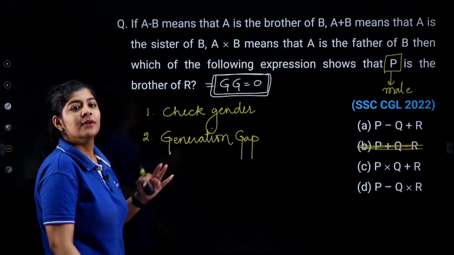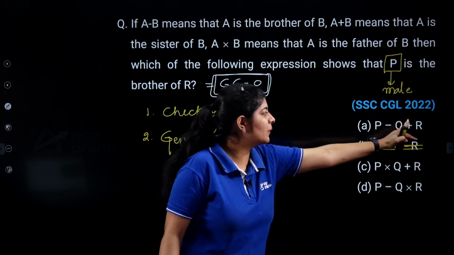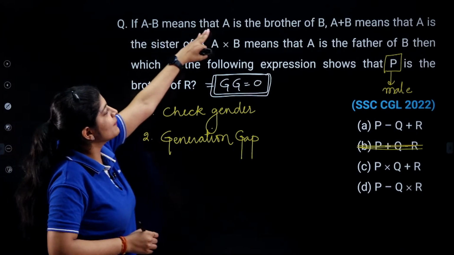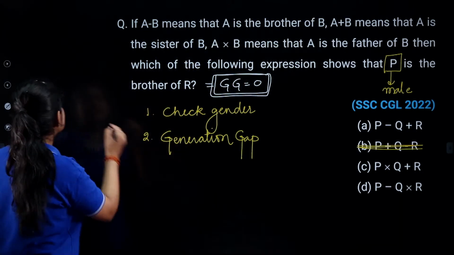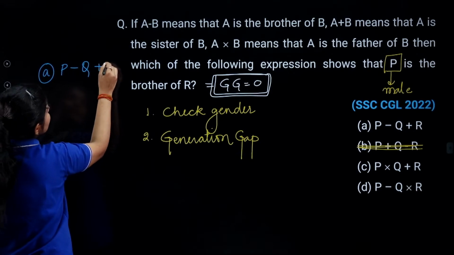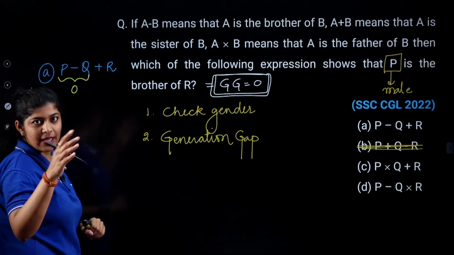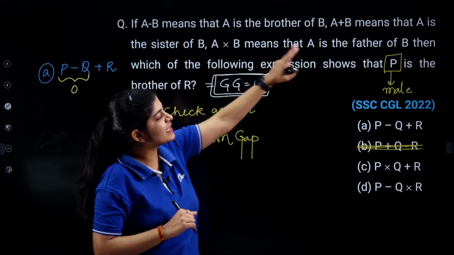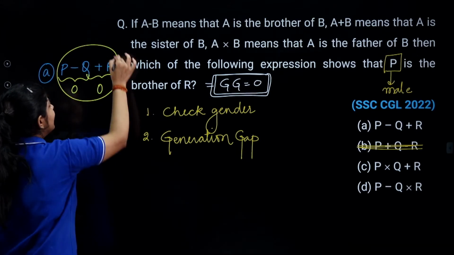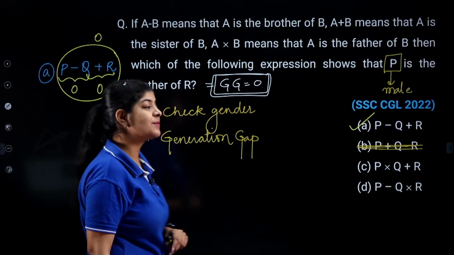Now what we need to do? We just simply need to check the generation gap between the entities. P minus Q, that means P is a brother of Q. We are dealing with option number A, P minus Q plus R. So here we can say that the generation gap is 0 because they are brother sister. Next, plus means A is a sister of B. Again, 0. Ultimately, we are getting 0. The correct answer over here is option number A, but we need to check the rest of the options as well.